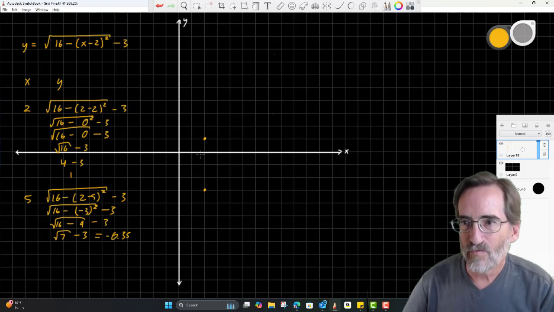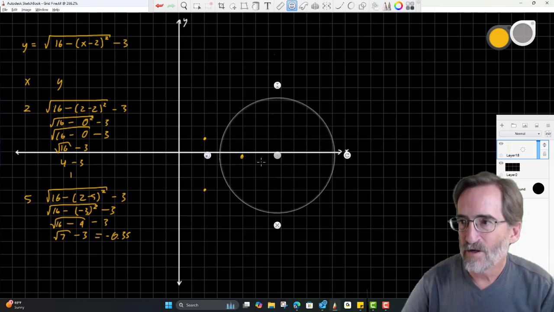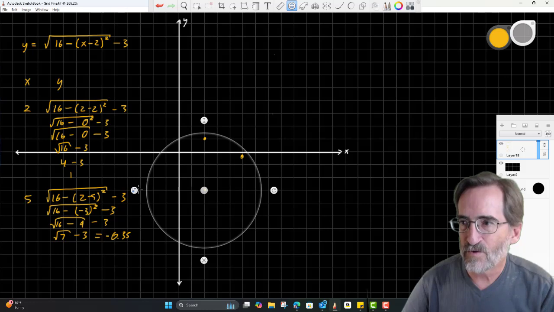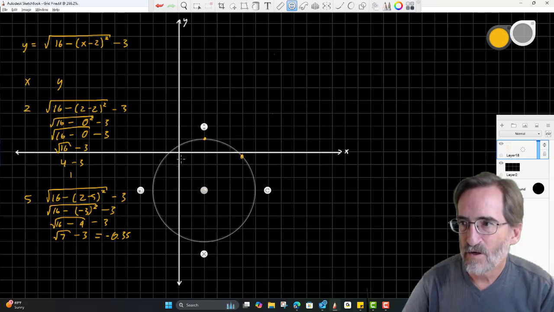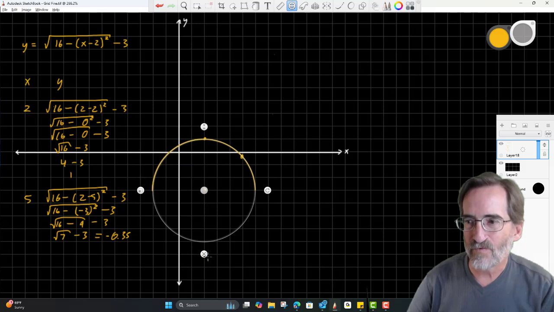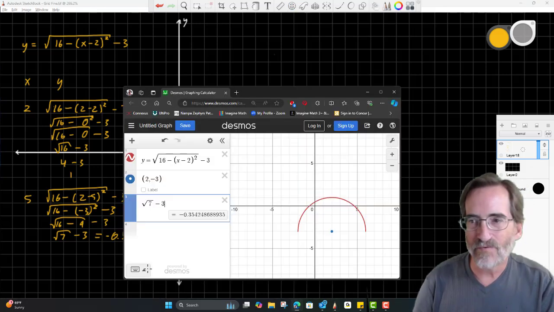Okay, so 2, 4, 5, negative 0.35, right about here. And you'll note that if I draw a circle centered at 2, negative 3, it goes through those points. But remember, it's technically not a complete circle, it's only a semicircle, though the lesson treats it like a full circle. To get the full circle, here's what I'd have to do.